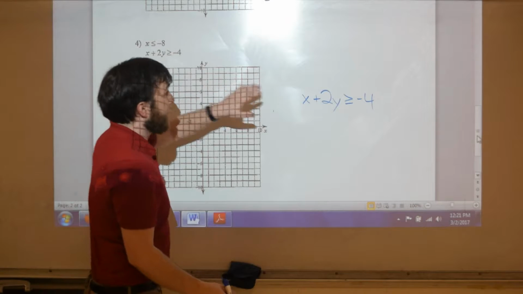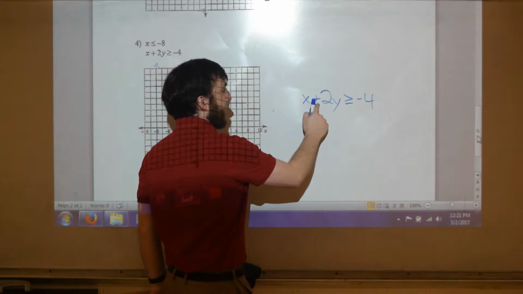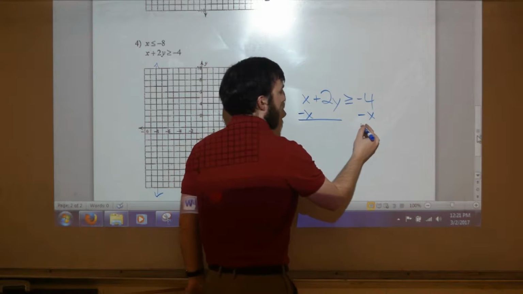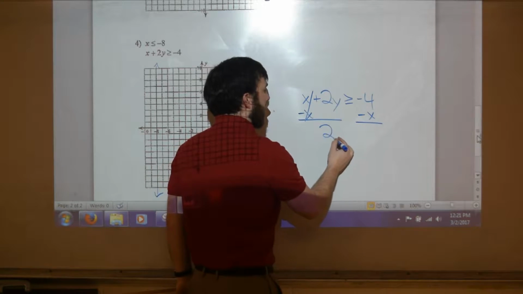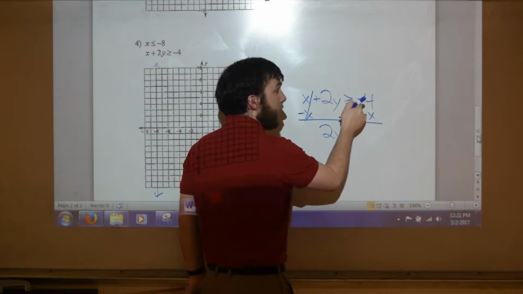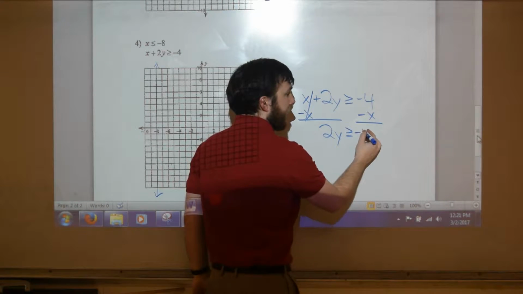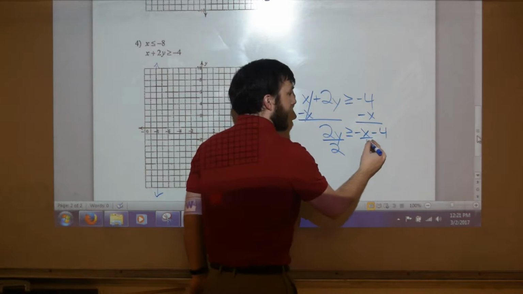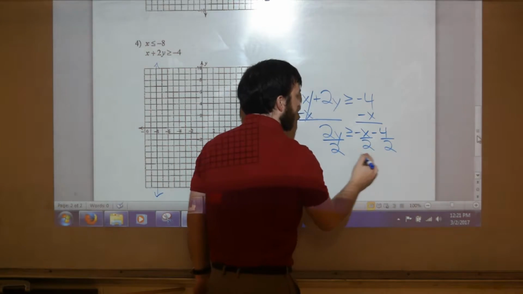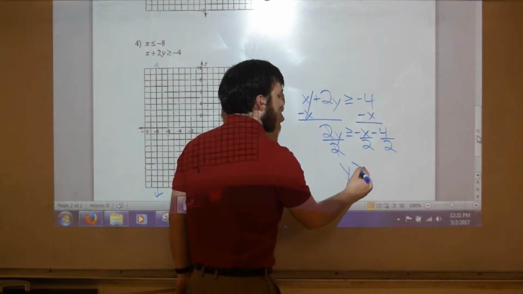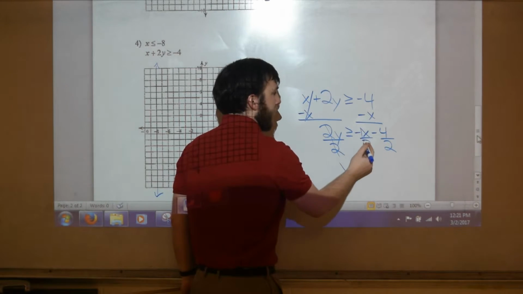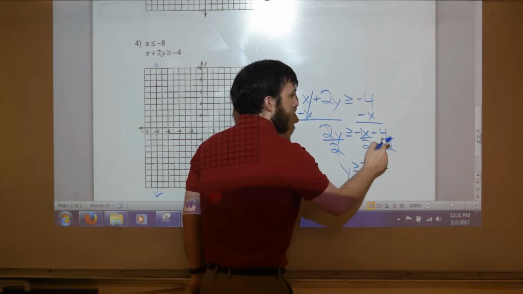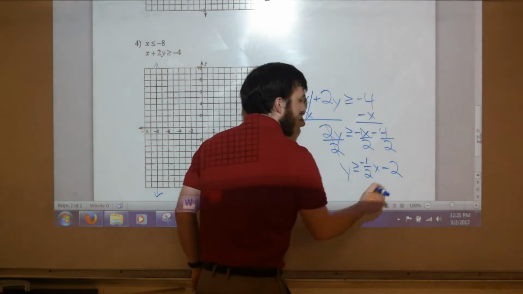For the other equation, we need to get y by itself. X is being added. Let's subtract it from both sides. Hopefully you did not put those together. That is just negative x minus 4. And then we will divide by 2. Put the 1 in there so you can see your slope is negative 1/2. 4 divided by 2 is 2.